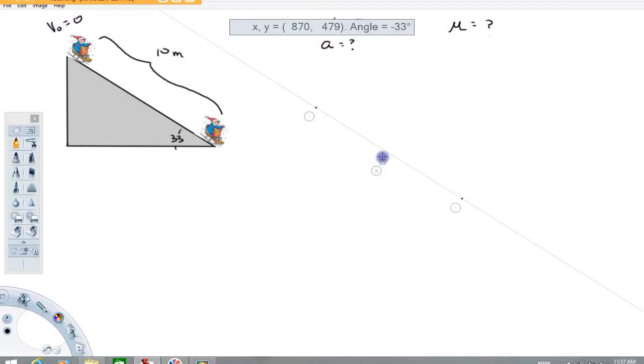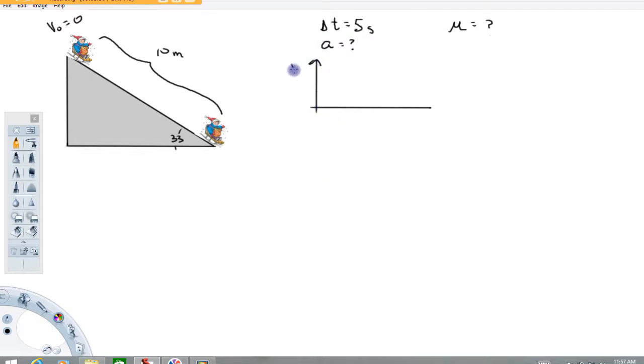I'm going to start with a velocity graph. That's just a quick plot of velocity against time, velocity against t. At t equals 0, the sled's not moving yet, so we've got a velocity of 0 at that time.